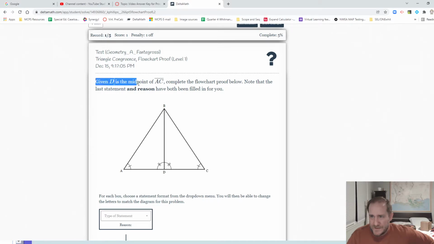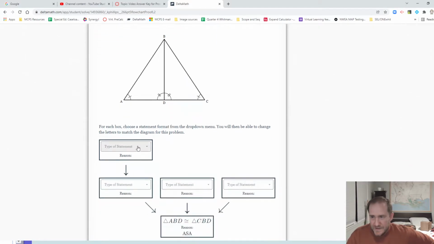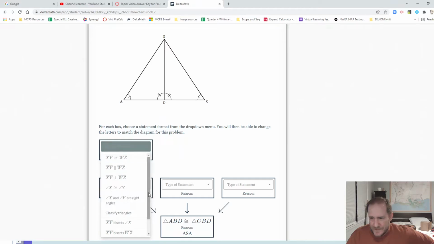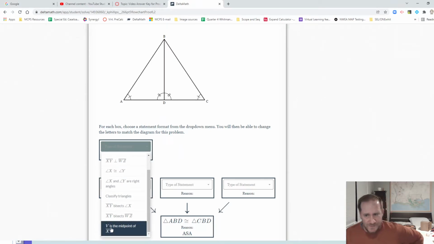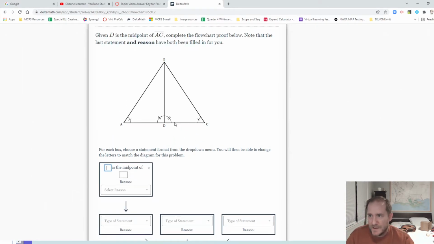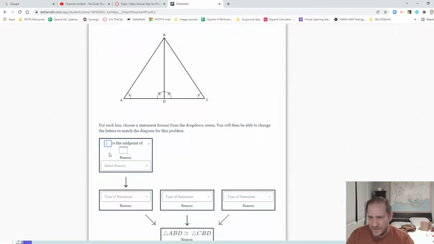If you read it, it says, given that D is the midpoint of AC. So D being the midpoint of AC means that AD would be congruent to CD. So we'd want to say that first. There's a form down at the bottom to state that somebody's a midpoint. So you'll select it. And you'll use the given. D is the midpoint of AC. The reason is given.